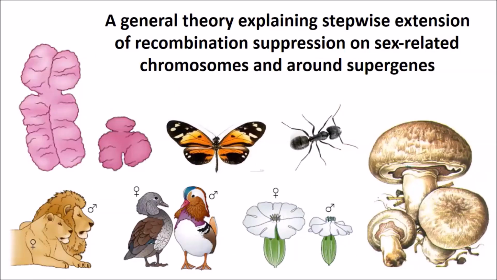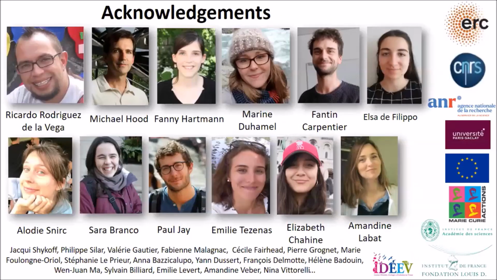So yeah, in conclusion, we developed a general theory that can maybe explain a stepwise extension of recombination suppression on sex chromosomes, mating type chromosomes, and other supergenes, based on the sheltering of deleterious alleles.